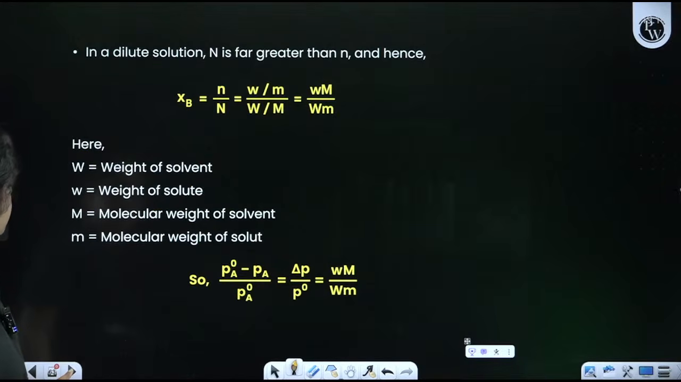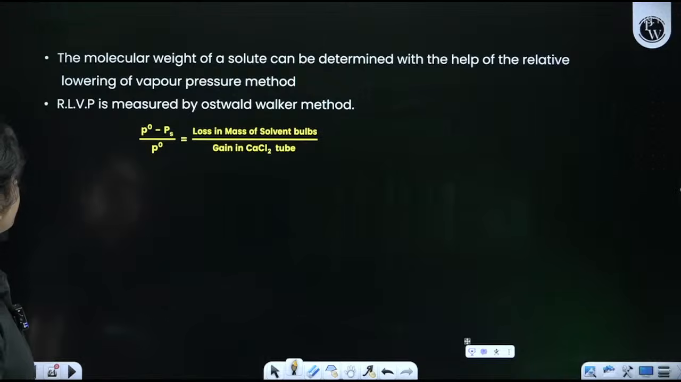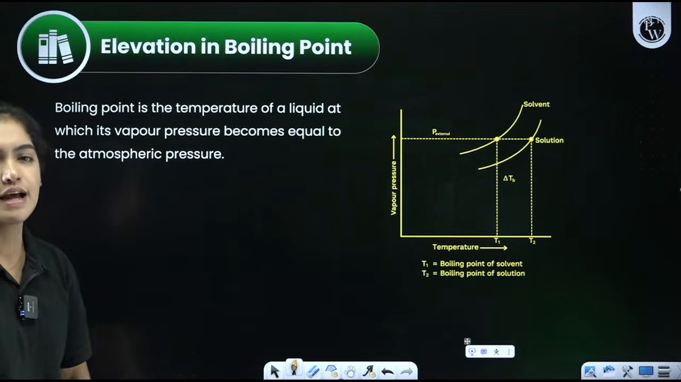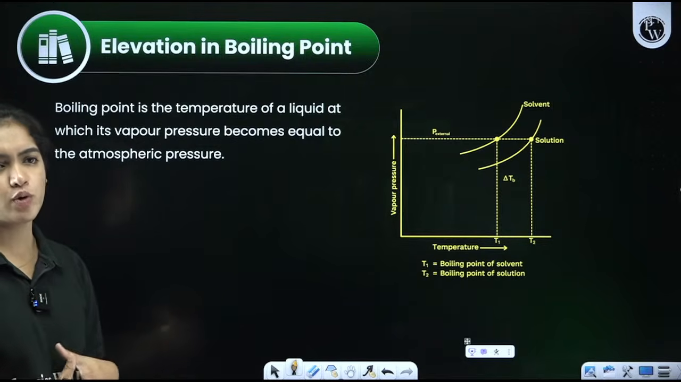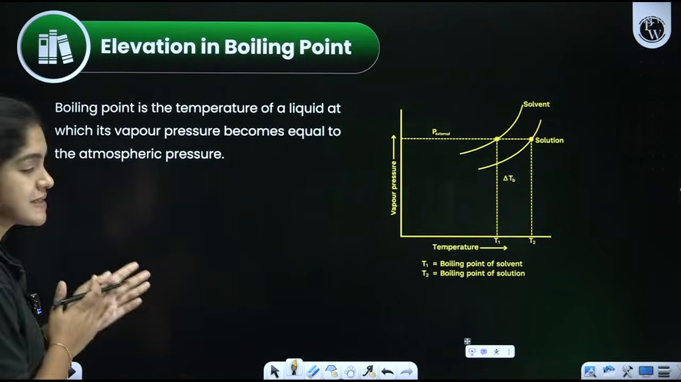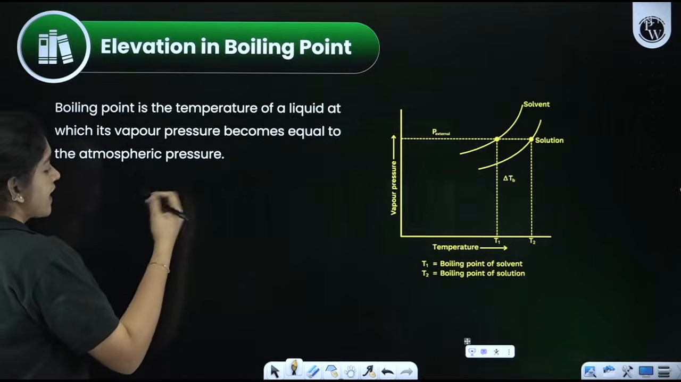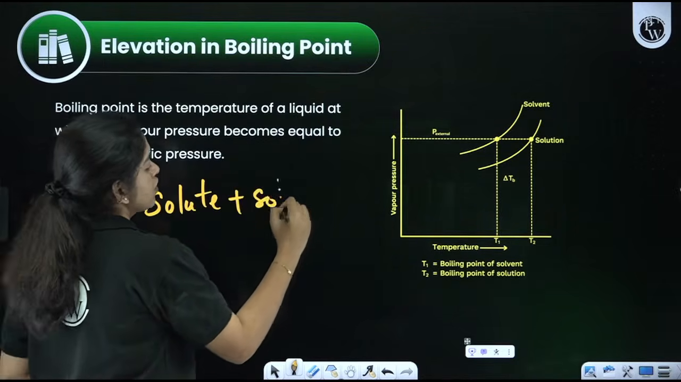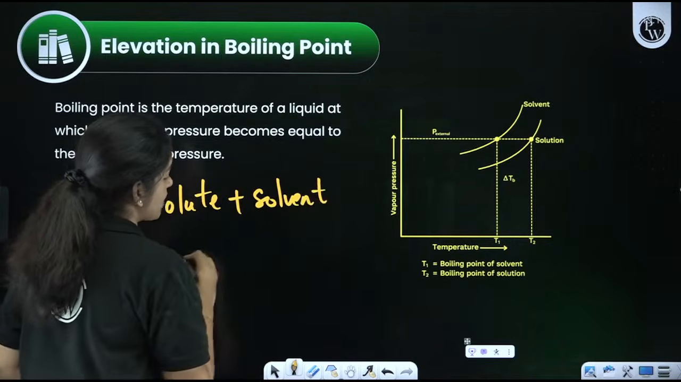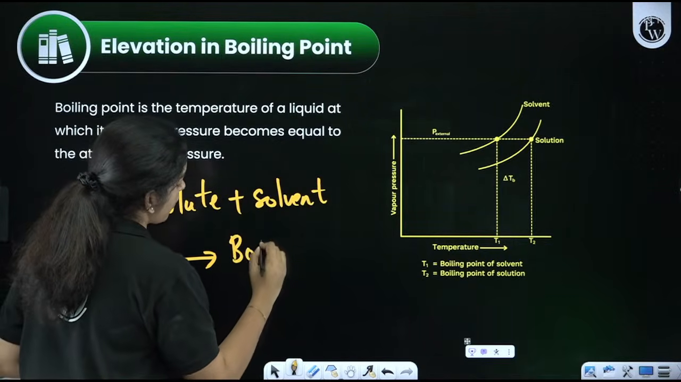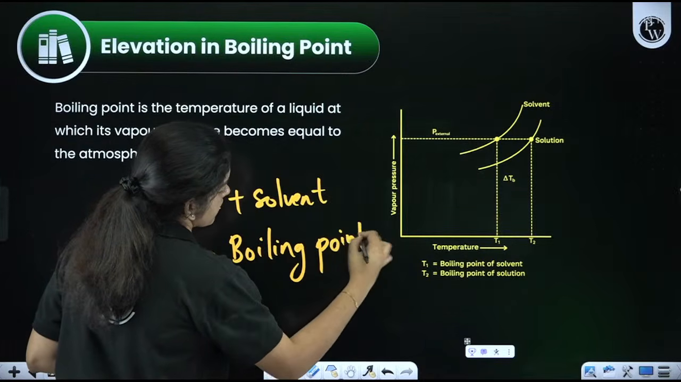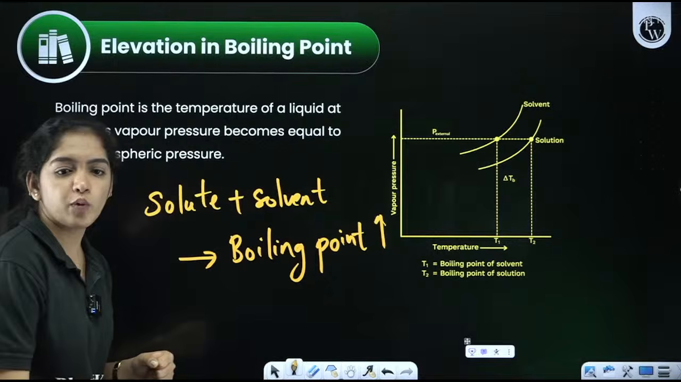The next one is elevation of boiling point. And this is a very important colligative property. Elevation of boiling point means, listen, for example, if you are adding solute to solvent, what happens to the boiling point? The boiling point increases, right? The boiling point will increase.